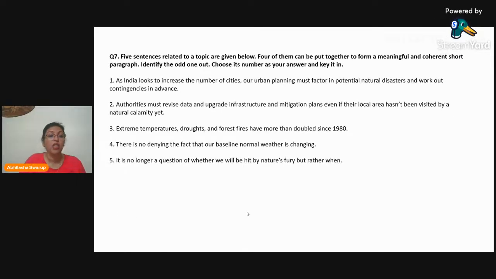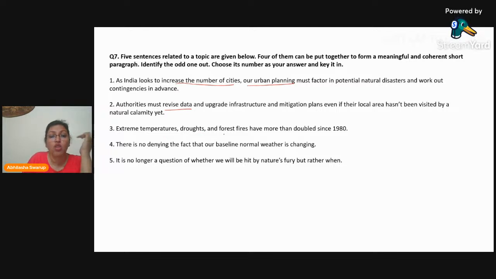All right, guys, let's take a look at this one. So here are 5 sentences and there's one which is an odd one out. So which one? Let's take a look. The first sentence says, as India looks to increase the number of cities, our urban planning must factor in potential natural disasters and work out contingencies. So we are talking about urban planning and increasing the number of cities somewhere. Authorities must revise data and upgrade infrastructure and mitigation plans even if the area hasn't been visited by a natural calamity. Okay, so we're talking about disaster planning, right?